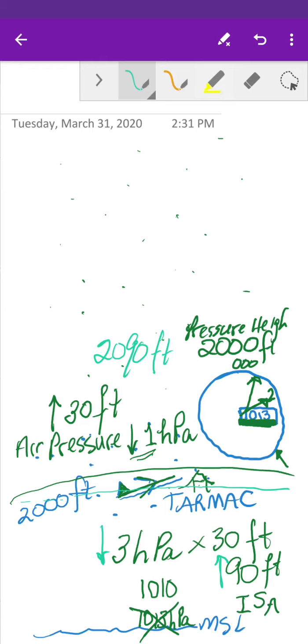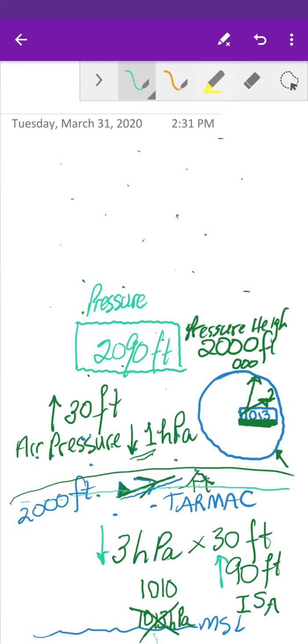This is pressure height. The pressure height is being adjusted on the altimeter. So the pressure height is now 2,090 feet, because by rights we're actually 2,090 feet above the 1,013 hectopascal line, which has dropped below the 1,010. So it's now below mean sea level.